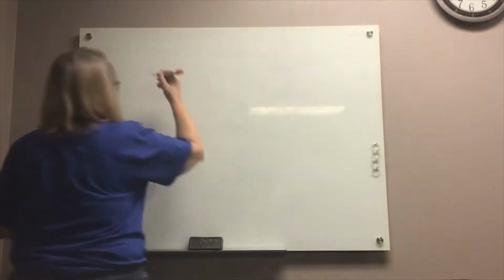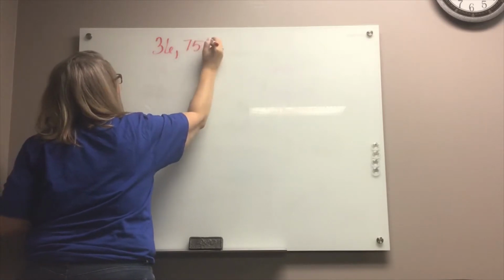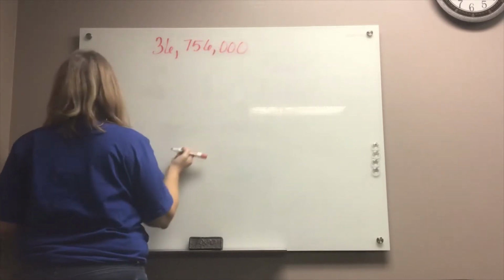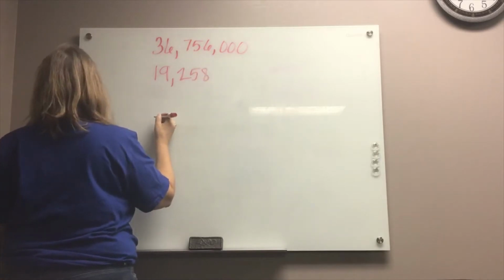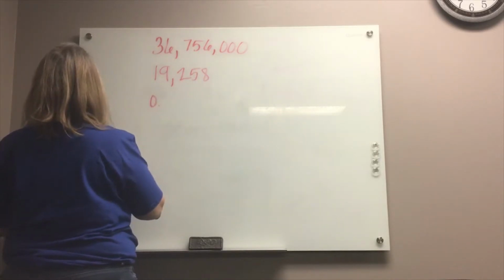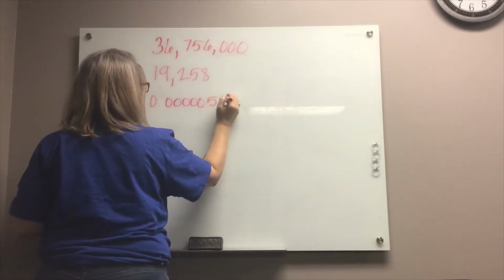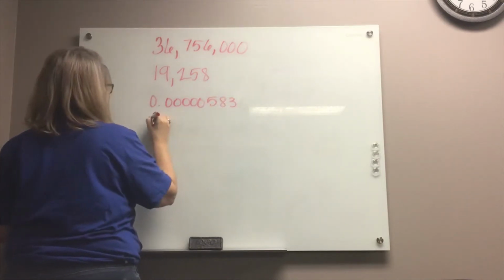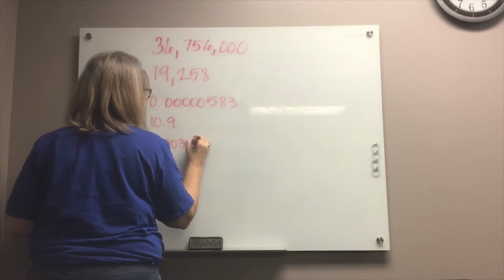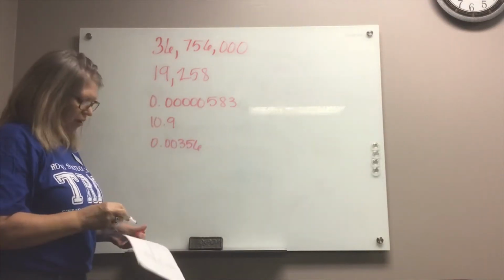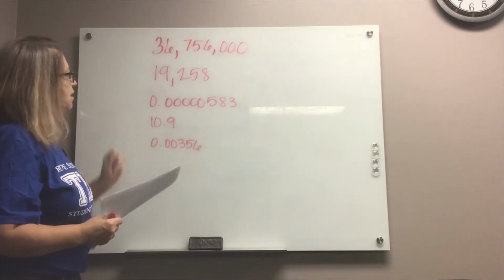Alright, so what we're going to do is take a couple of numbers here and put them into scientific notation. We have this one here, 36,756,000, 19,258, 0.25, 1,2,3,4,5, 583, 10.9. Okay, so go ahead and write these down. Take a moment to pause the video and put these in scientific notation.